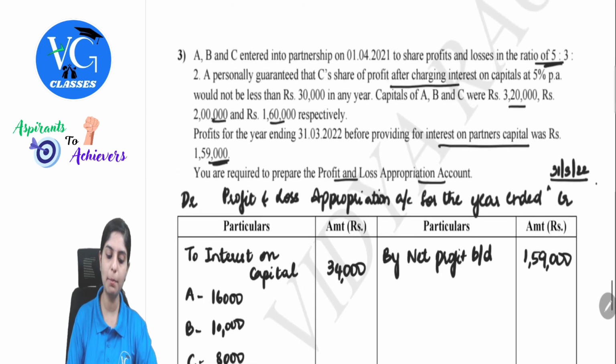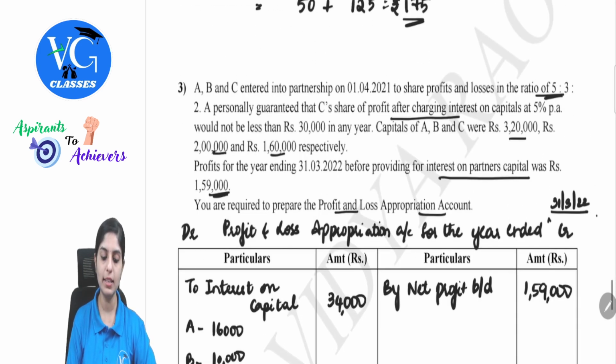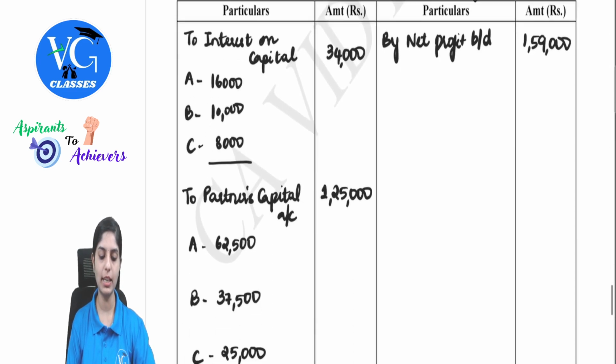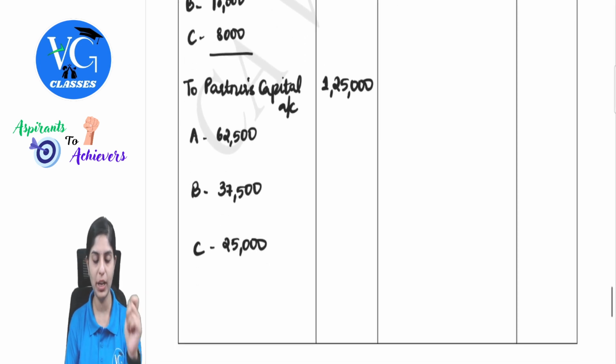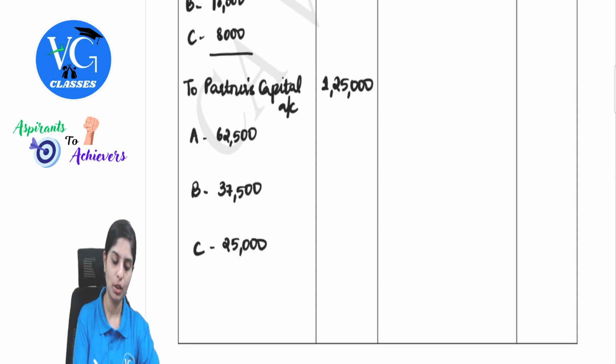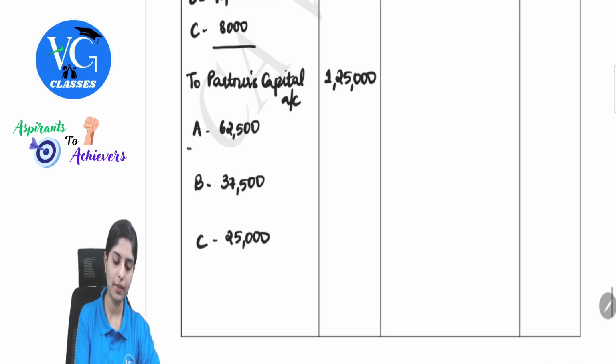Now, what is the guaranteed profit for C? 30,000. And this is guaranteed by whom? Partner A. But how much is apportioned in the normal appropriation of profit? 25,000. So there is a deficiency of how much? 5,000. Since only A is ready to bear the deficiency, we will take out the share from A. So 62,500 minus deficiency to be shared to C. How much is required? 5,000.